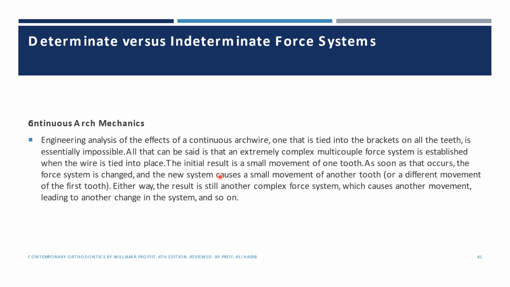The initial result is a small movement of one tooth. As soon as that occurs, the force system is changed and the new system causes a small movement of another tooth, and so forth. Either way, the result is still another complex force system which causes another movement, leading to another change in the system, and so on. So here, what we mean is that continuous arch mechanics, which is much easier than segmented arch mechanics, is still unpredictable. The outcome is unpredictable and complex in nature.